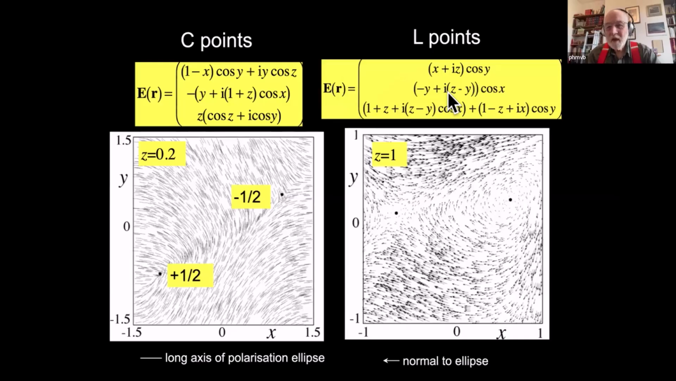Okay, here's another field which has L singularities, lines in 3 dimensions of linear polarization, and I've chosen a particular value of Z, and what I've drawn here, now there are arrows, the projections onto this XY plane of the normal to the ellipse. Now, in nature, there's a polarization singularity whenever you look up at the sky.